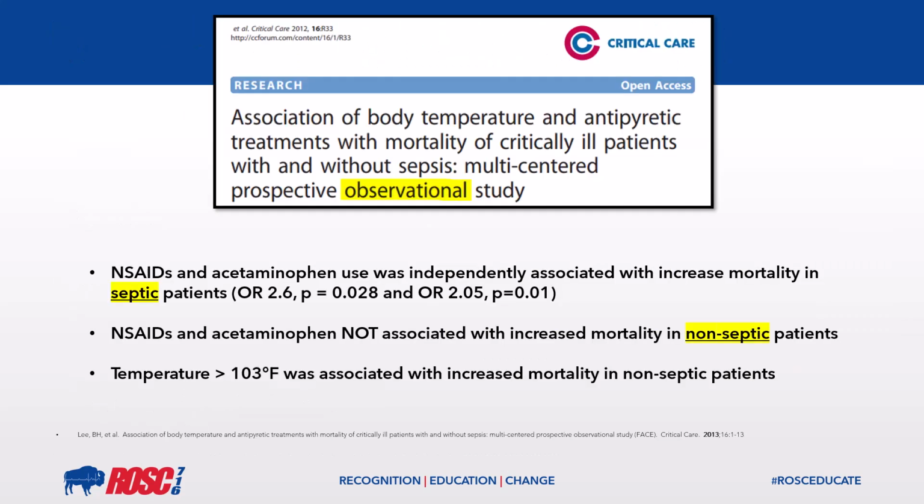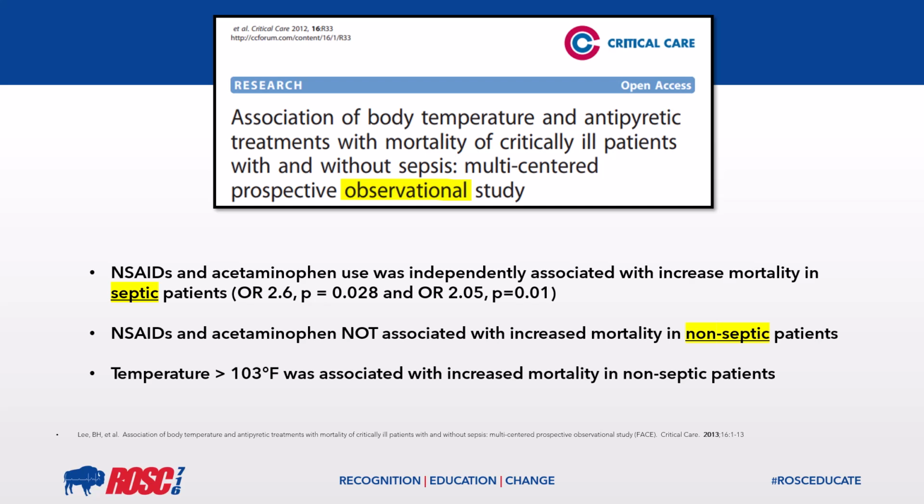out in 2013, Association of Body Temperatures and Antipyretic Treatments with Mortality of Critically Ill Patients with and Without Sepsis. Granted, this was an observational trial. There were many limitations, even including how they were measuring the temp. But with that said, it showed that NSAID and acetaminophen use was independently associated with increased mortality in septic patients. In fact, it carried a 2 to 2.5 times risk of mortality when using these medications.